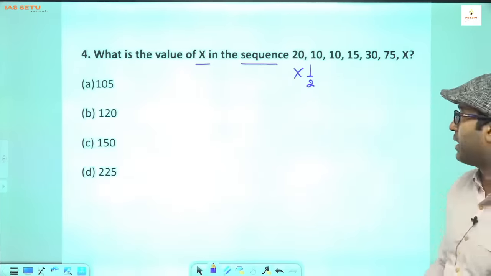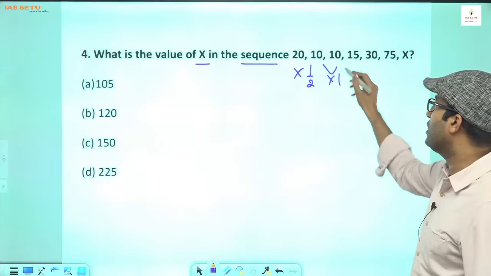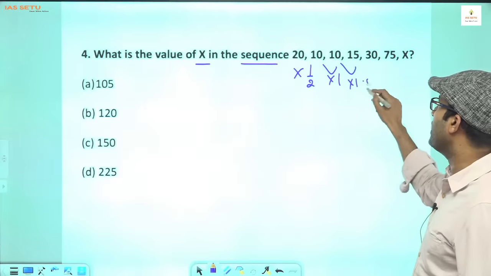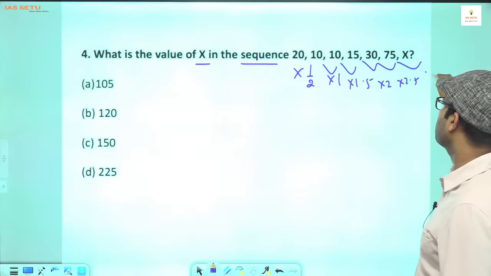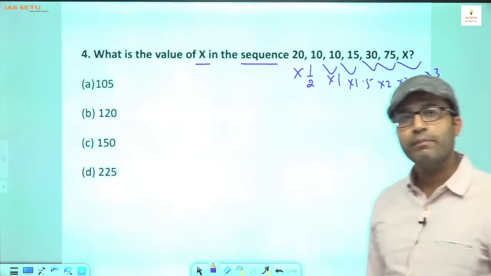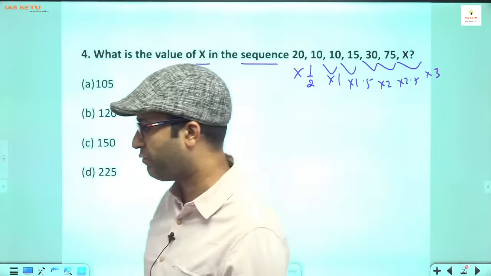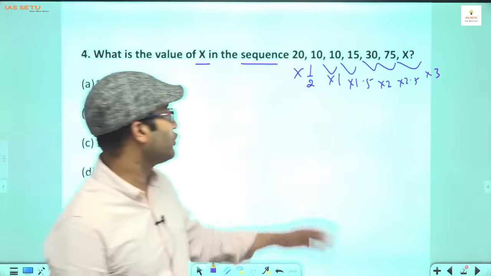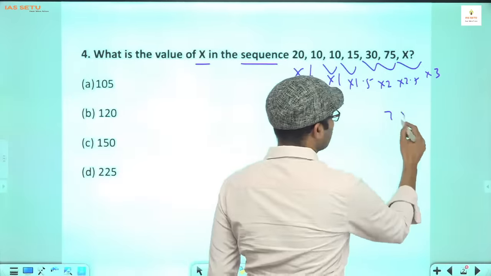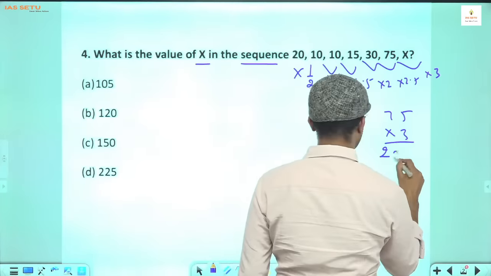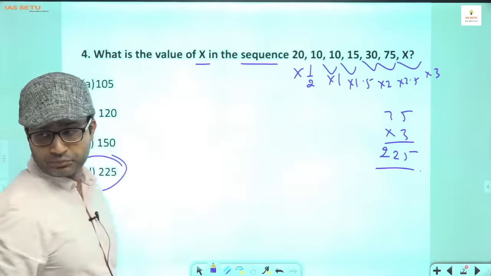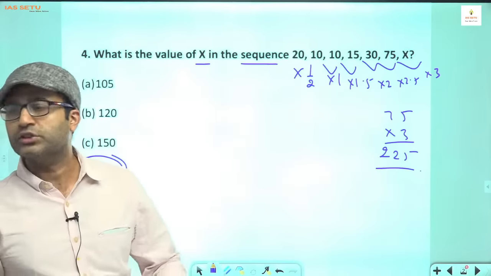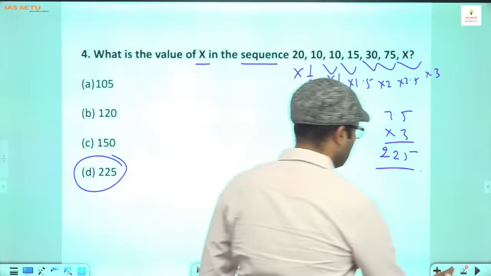Multiply by 1/2, multiply with 1, multiply with 1.5, multiply with 2, multiply with 2.5, next will be multiply with 3. First we multiplied by a half, then by 1, then 1.5, 2, 2.5, so next we multiply with 3. So it is 75 into 3, we get 225. So the answer to this question is D, 225. We rate this as an easy question, manageable.